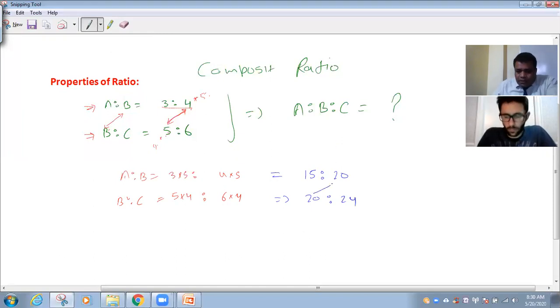Now you can see this connector is the same. Now we can club. So A is to B is to C is 15 is to 20 is to 24. Correct.